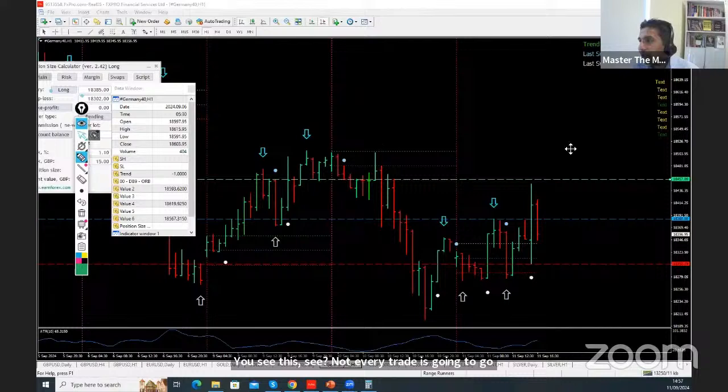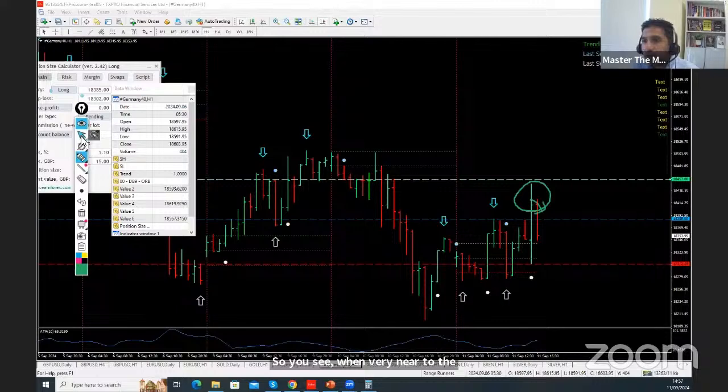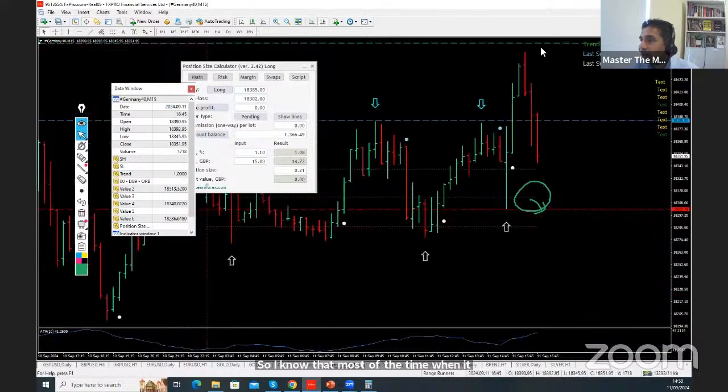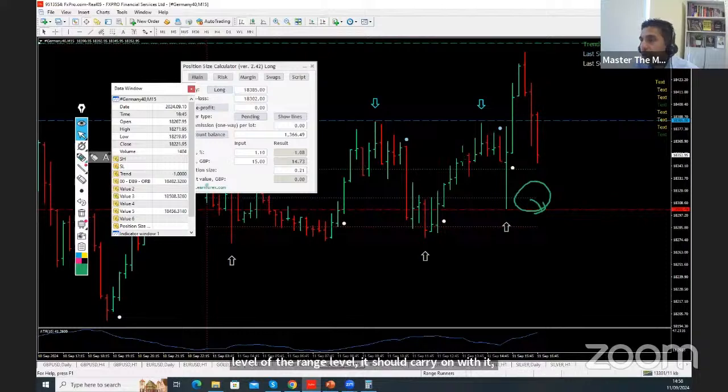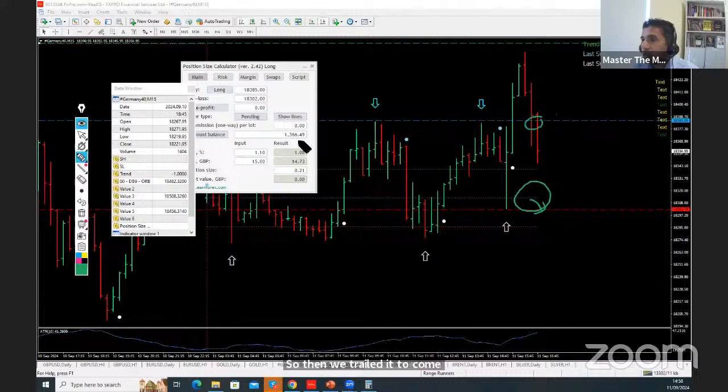And we are not shy about showing you trades that didn't work, because that's not professional, is it? So you see, it went very near to the target. Look at the reversal. I was checking as Gavin was talking on the 15-minute. I know that most of the time when it gets to that level of the range level, it should carry on with it, not with this selling that happens. So then we trailed it to come out for a small break-even point.